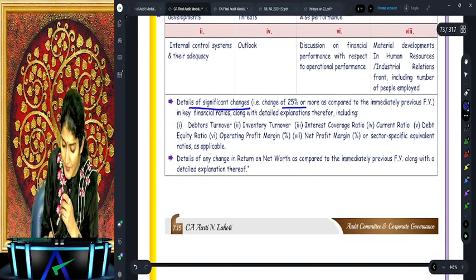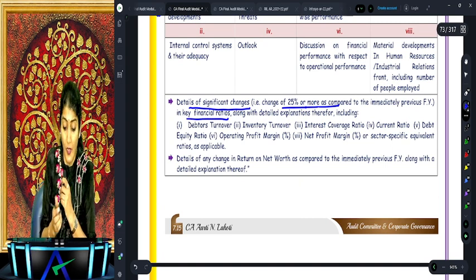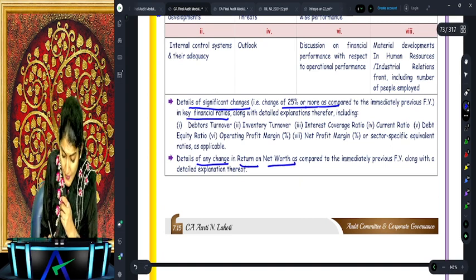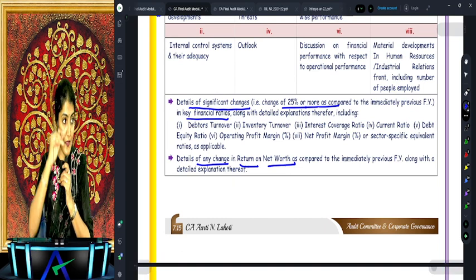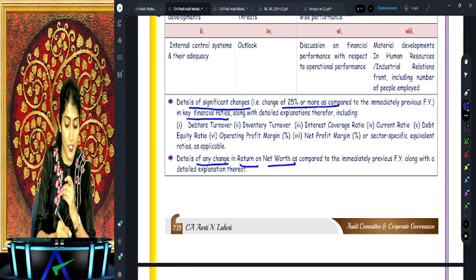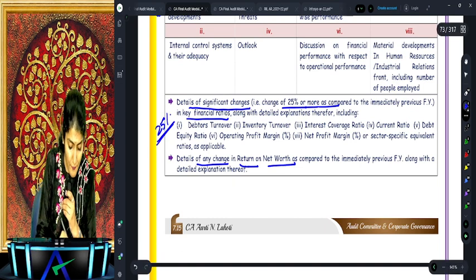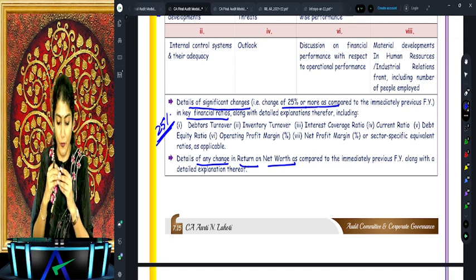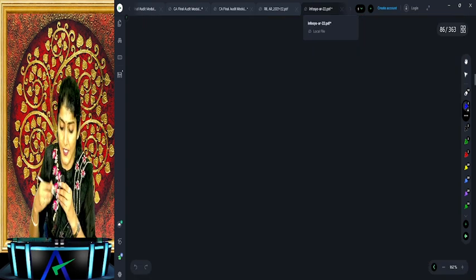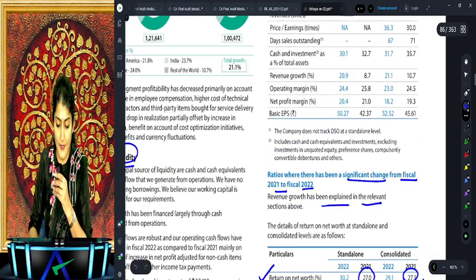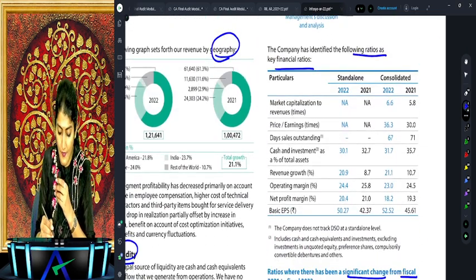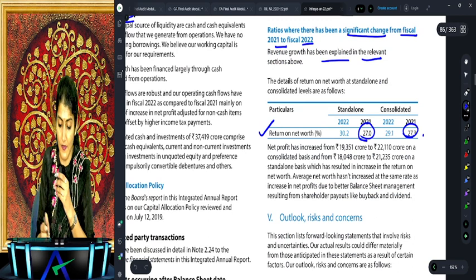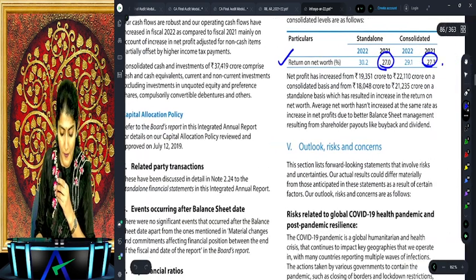Details of significant changes of 25% or more in the key financial ratio, and details of any change in the return on net worth. So for other key financial ratios, there should be a change of 25% or more, but for the return on net worth, it says you have to give the details of any change. Are you understanding that? Right? So these are the key financial ratios, and this is the change in the net worth as compared to the previous year.